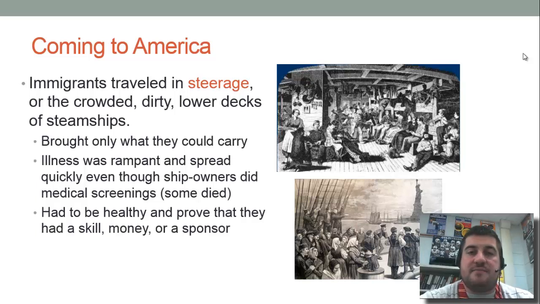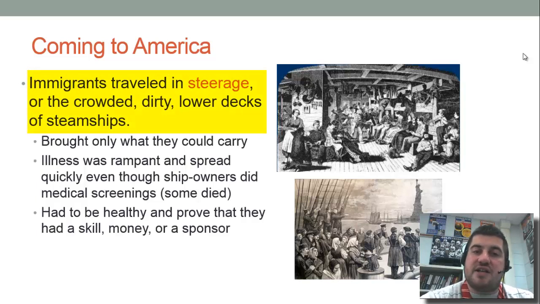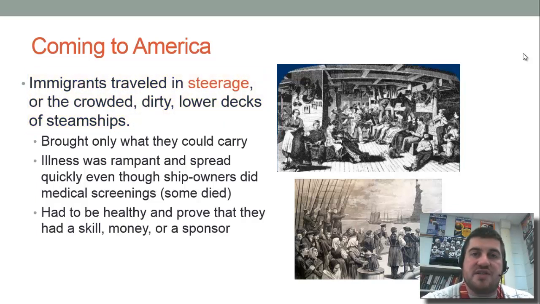What different travels did we face? What were the hard parts of traveling to America? Well, immigrants could only travel in steerage, or the crowded, dirty lower decks of steamships. If you've ever seen the movie Titanic, that is a great depiction of steerage, although it's pretty clean compared to the steerage conditions that immigrants usually traveled in. That's a luxury ship. They were more like this.